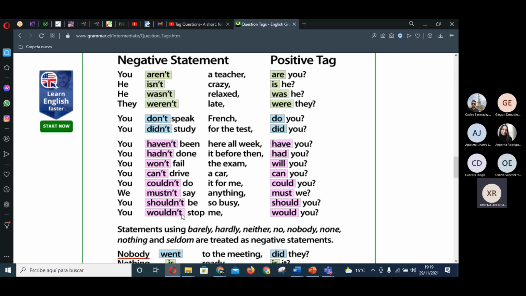Y con los verbos modales pues ocurre de la misma manera. Mustn't, shouldn't, wouldn't cambiarían a ser must, should y would. We mustn't say anything. Must we? You shouldn't be so busy. Should you? You wouldn't stop me. Would you? Miren que esa tag question es solamente el auxiliar o el verbo, si es un verbo to be, y el sujeto. Es algo sencillo y simplemente va de la manera contraria a la oración original. Todas estas oraciones están en negativo, por eso la tag question va escrita de manera afirmativa.